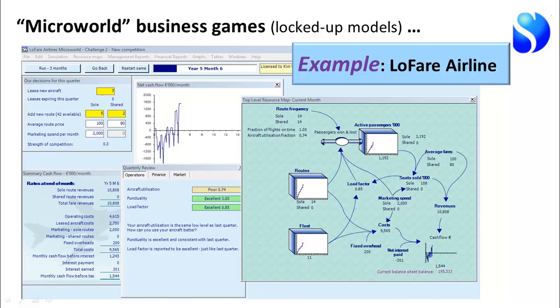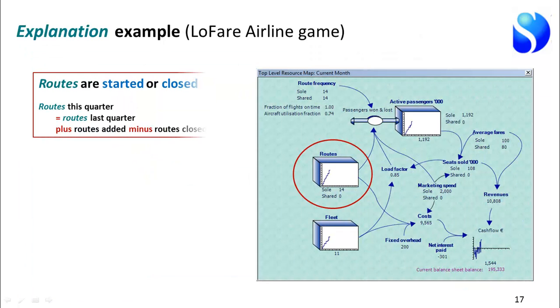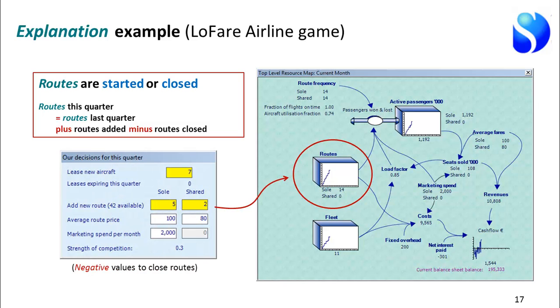So there we are. That's a Microworld. It's a locked up business game. There's just a screenshot showing how we explain the structure of a particular part. This is the expansion of the route network for this particular airline, and the decision box in the game allows people to make decisions about how many routes to add. Are they going to add routes where they compete with other low fare competitors, or are they going to try and find new routes where they'll be on their own? And the diagram on the right is simply showing where that particular decision fits in the rest of the business model.